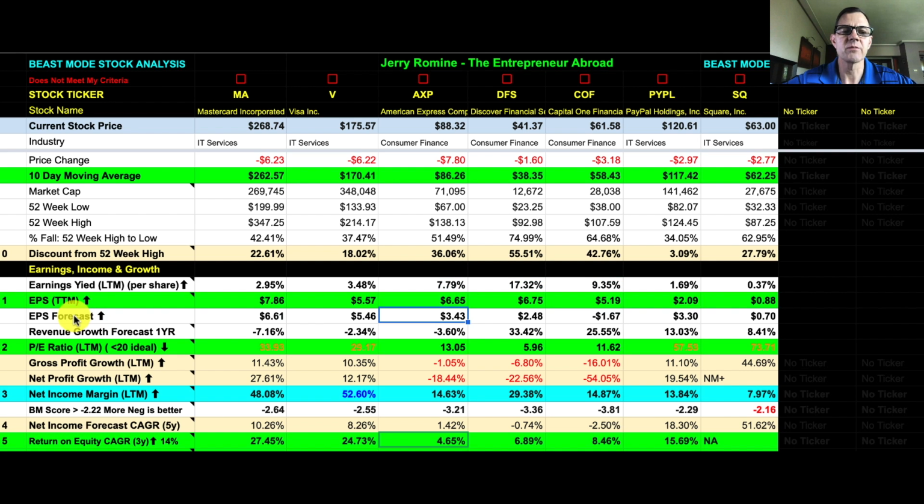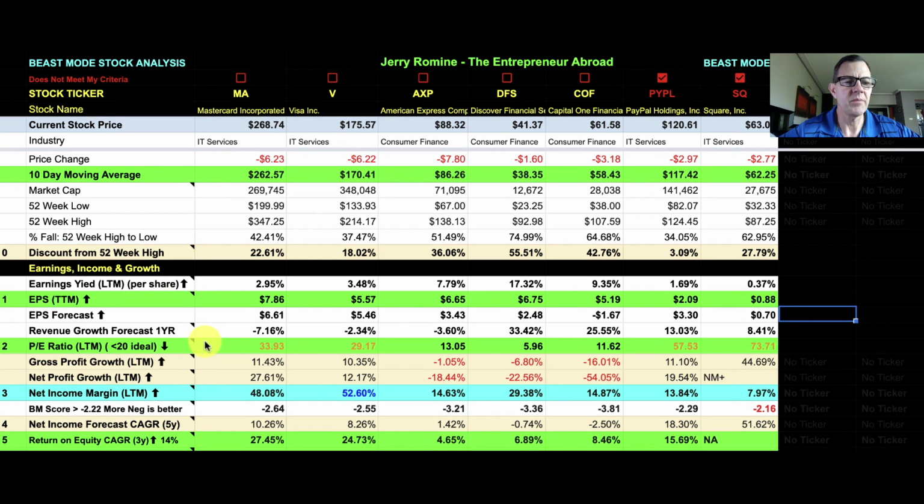The earnings per share forecast is exactly what it sounds like, and it's just a forecast of the expected earnings. And of course, the bigger, the better. Positive is good, negative is not so good. The revenue growth forecast is the forecasted revenue, and it's interesting to see that MasterCard and Visa, as well as American Express, are declining. Meanwhile, Discover, Capital One, PayPal, and Square are increasing. And I would expect PayPal and Square to be increasing by even more with everything as we move into the digital age.